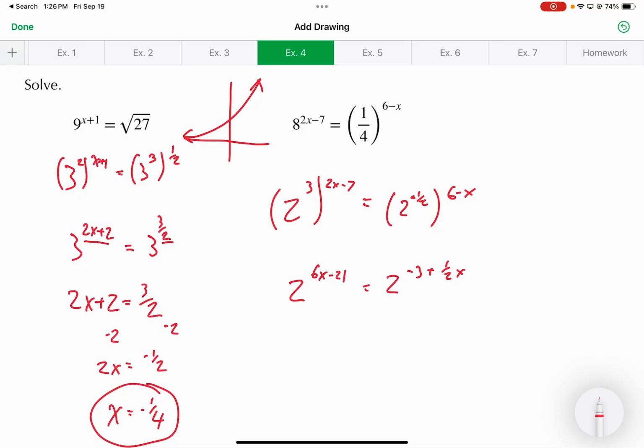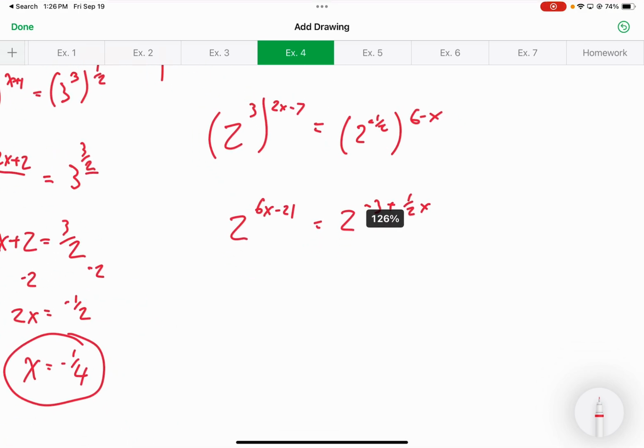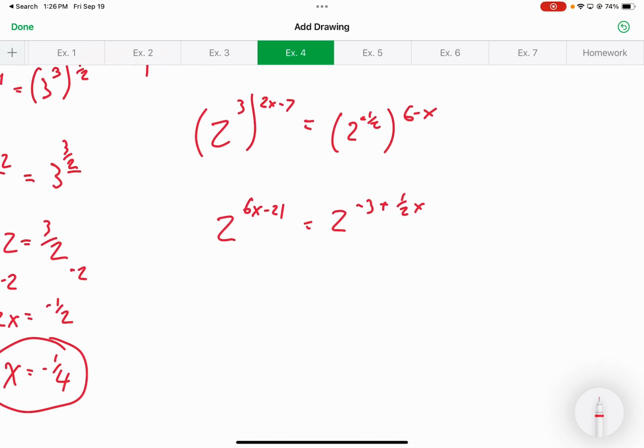Does that sound good? Is that too small for you guys to read up on the board? Do I need to make that bigger? Gideon, you doing okay back there? Yeah. Okay. So now my bases are the same, so I can set my exponents equal to each other. You got glasses on anyways. You can probably see for miles, right? Not really. All right.